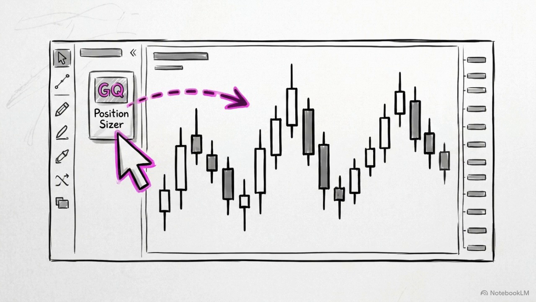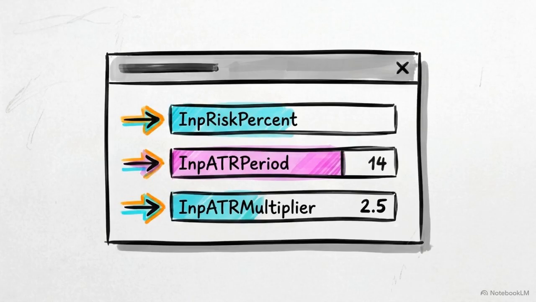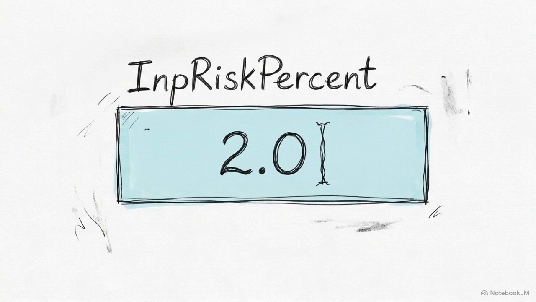Find the EA in your MetaTrader navigator and drag it directly onto an active trading chart. This Properties window shows the 3 vital parameters governing the tool's risk logic: risk percent, ATR period, and ATR multiplier. For the first input, we set the risk percentage to 2.0. This aligns your account with standard professional risk management rules.